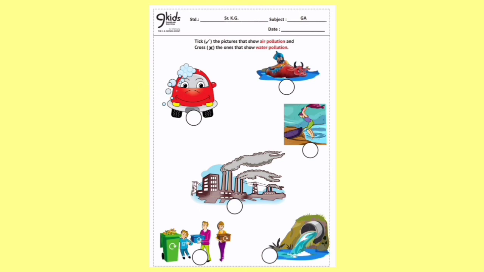Next picture is of bathing animal in water. Next, we have washing clothes in water. Next picture is smoke from factories. Next, we have smoke from burning garbage. And the last image is releasing waste water into these water bodies.